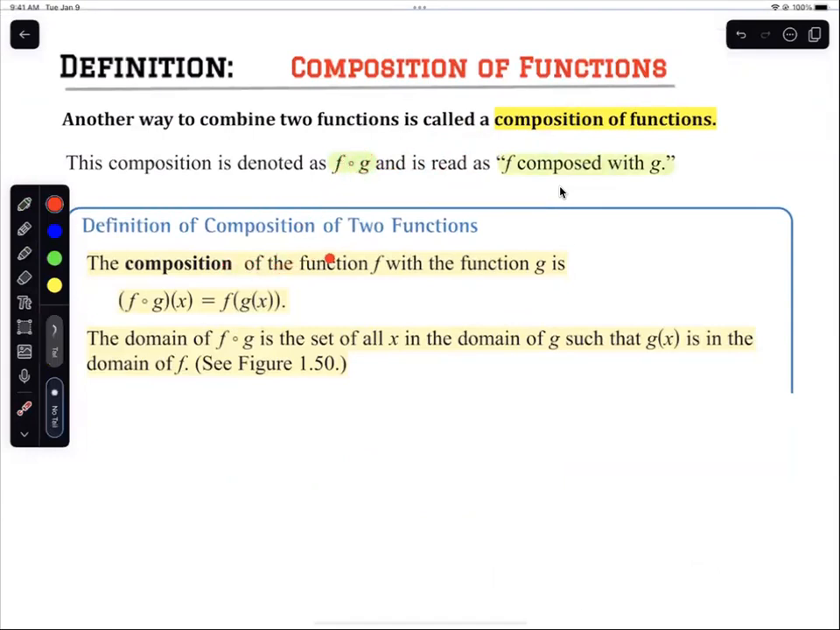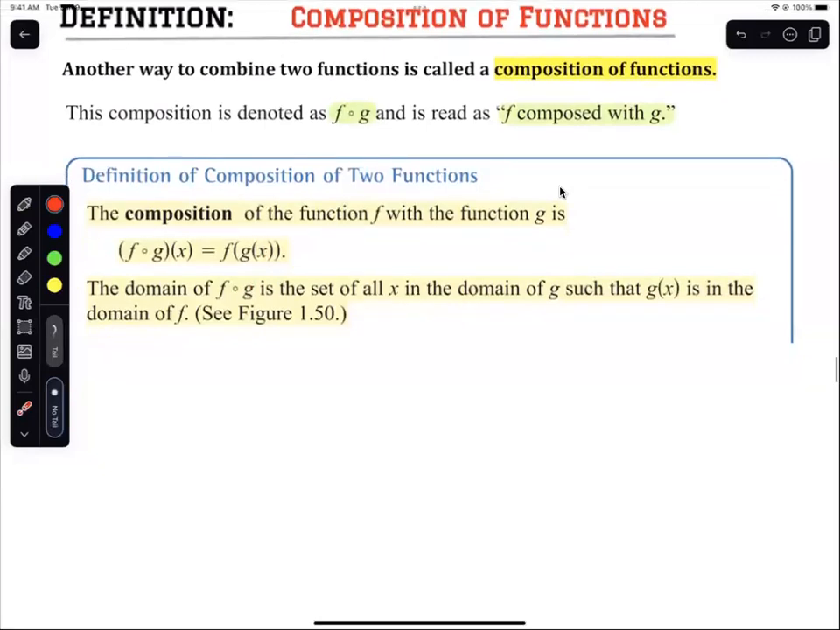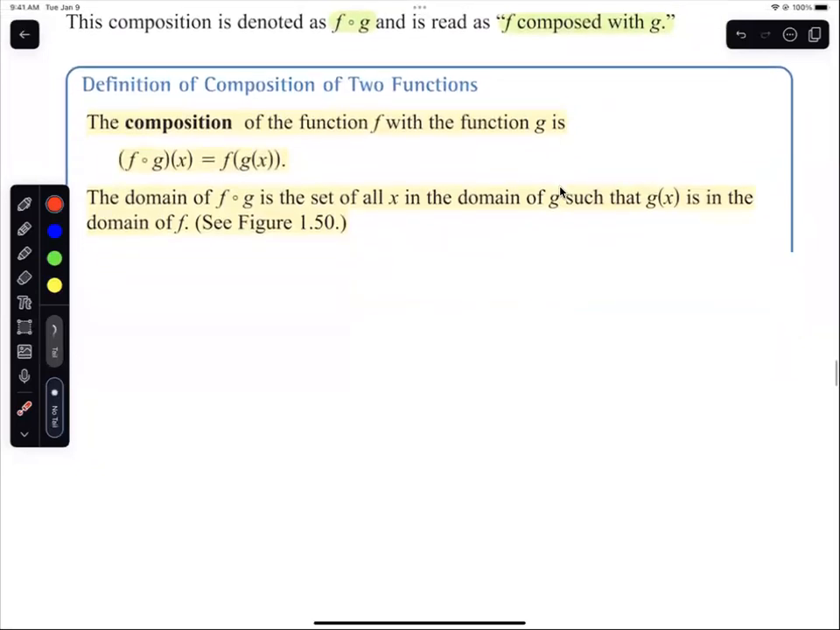So the composition of the function f with the function g is written as f composed with g of x, which is the same thing as f of g of x. So g of x is the inner function in this case, and f of x is the outer function. The domain of the composition is the set of all x in the domain of g such that g of x is also in the domain of f. So it's the x's that are in the domain of g where g of x is also in the domain of f. It'll be a little bit easier to tell when we actually do a problem.